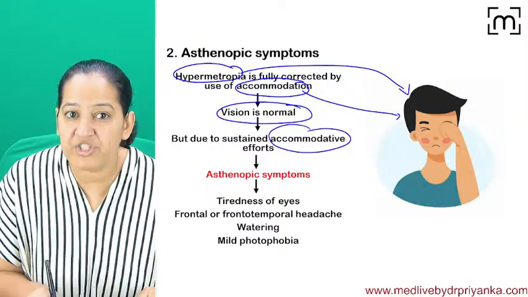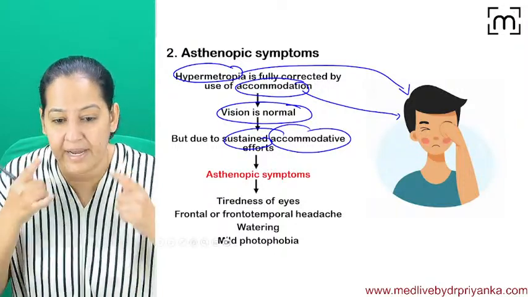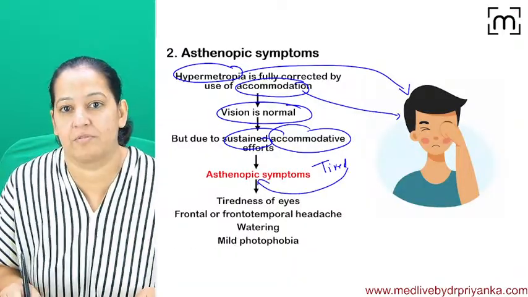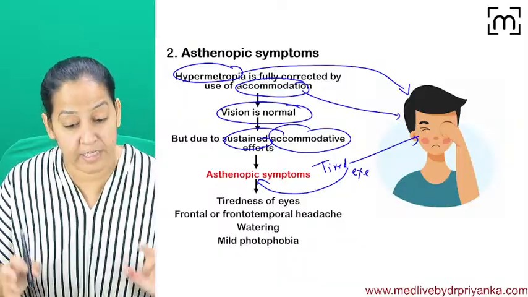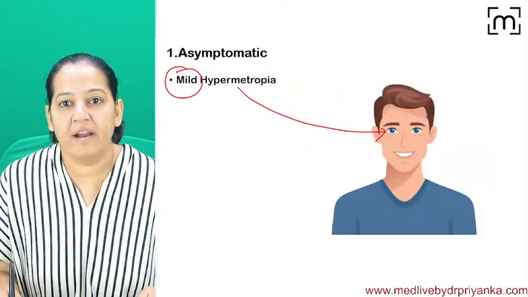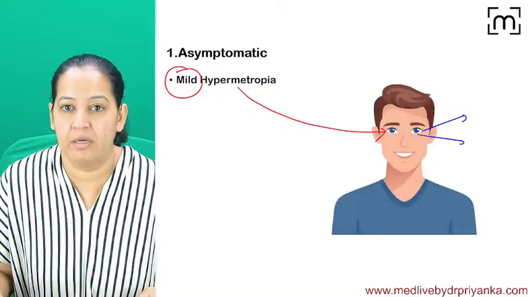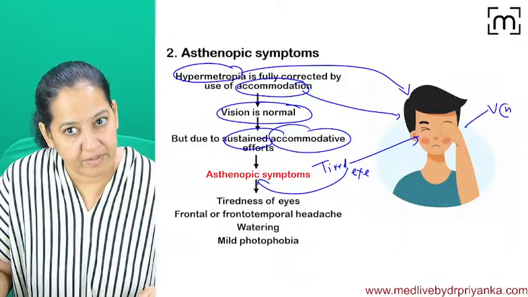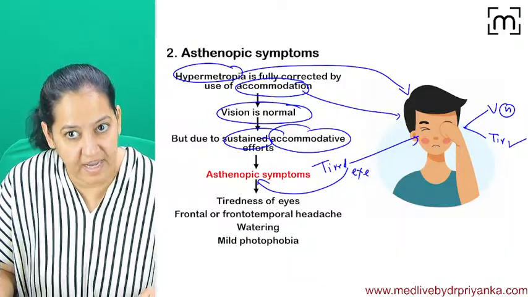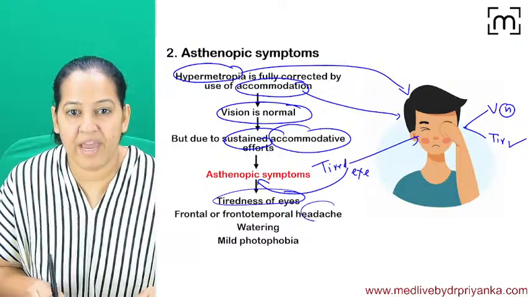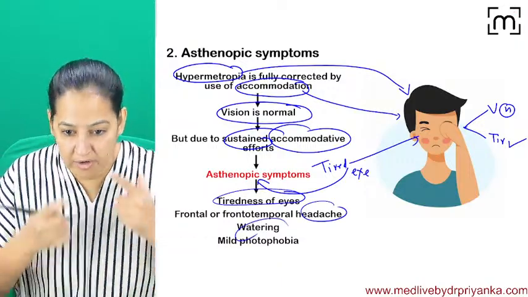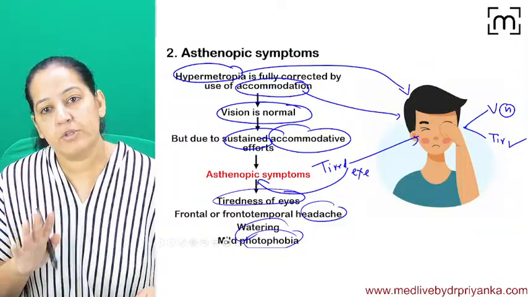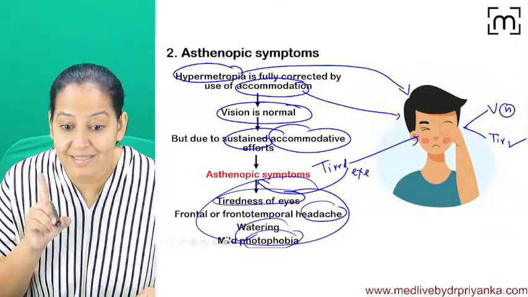But because of over accommodation, sustained accommodation, every time they see like this, their eyes get tired. Because their eyes get tired, this is known as asthenopic symptom. Tired eyes. They don't have a problem in vision. Mind my words. Vision is normal. Here, there is no tiredness, no problem in the vision. Here also vision is normal, but there is tiredness of the eye. Headache is there, frontal headache. Watering from the eye, or redness of the eye. Photophobia, the eyes are photophobic. So these are the symptoms. These symptoms together are known as asthenopic symptoms.